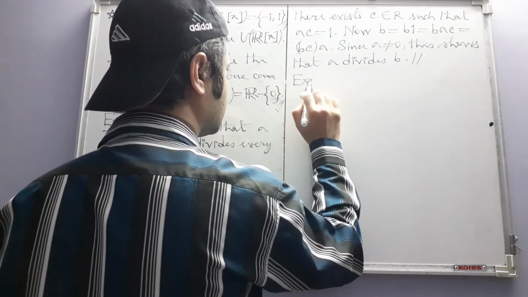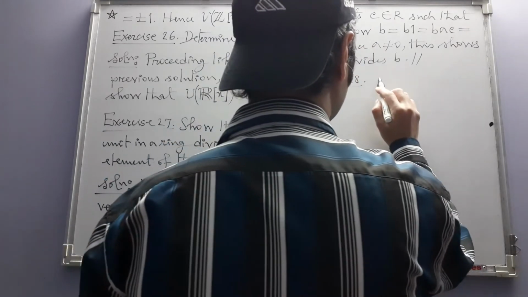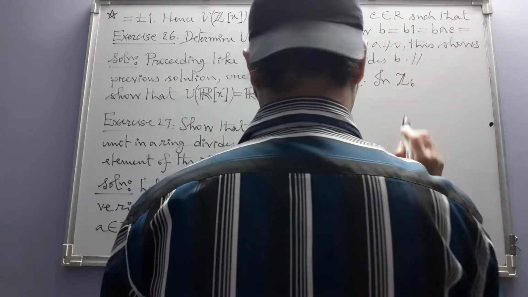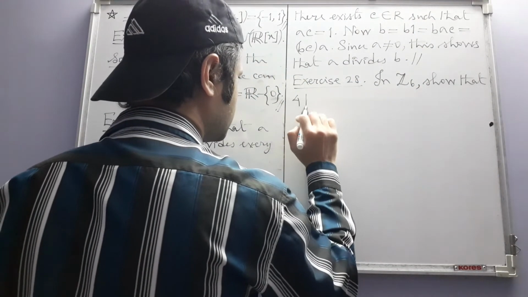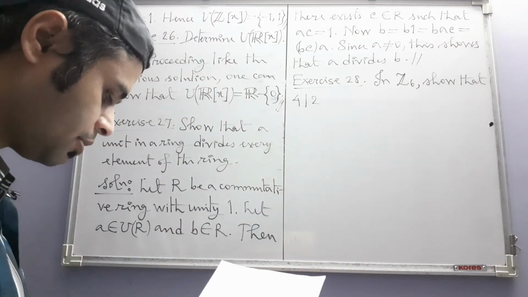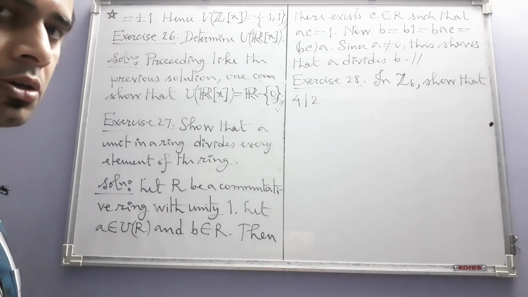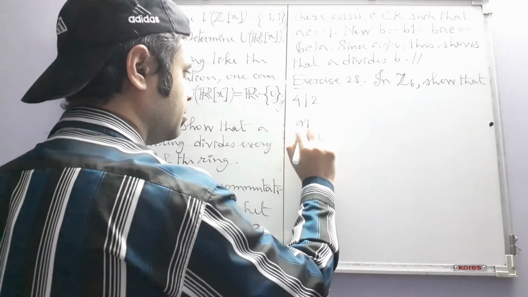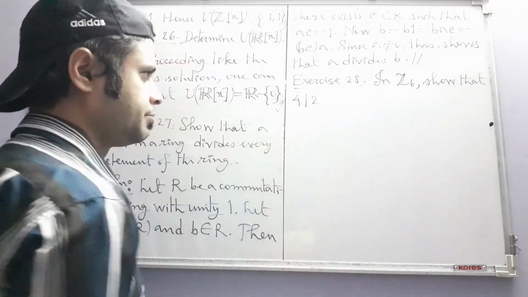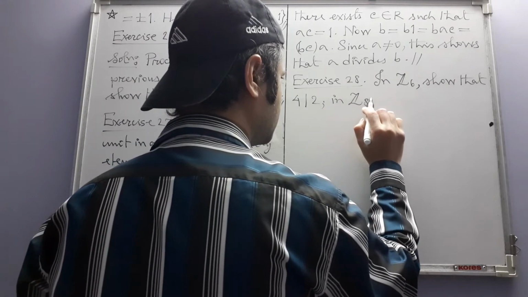Then 28. In Z6, show that... it's somewhat difficult to remember which notations are used in which books. It's easy to get confused between Herstein's Topics in Algebra and Gallian's algebra. So this notation is there, so we don't need to write A divides B, we can just simply write like this. Show that 4 divides 2 in Z8.